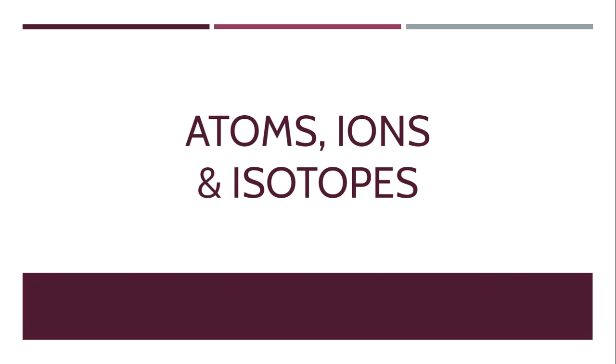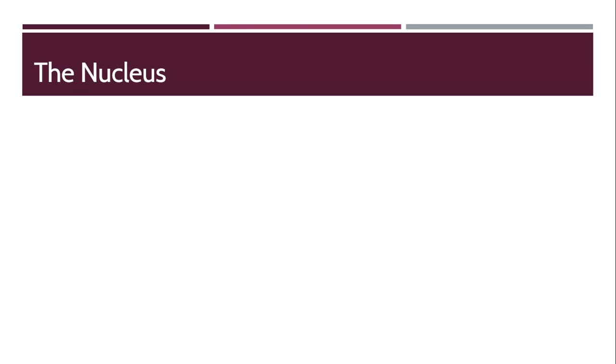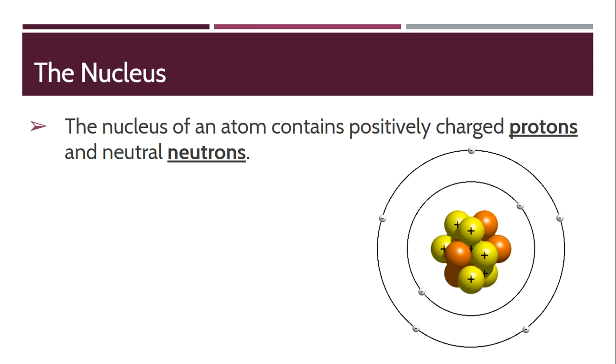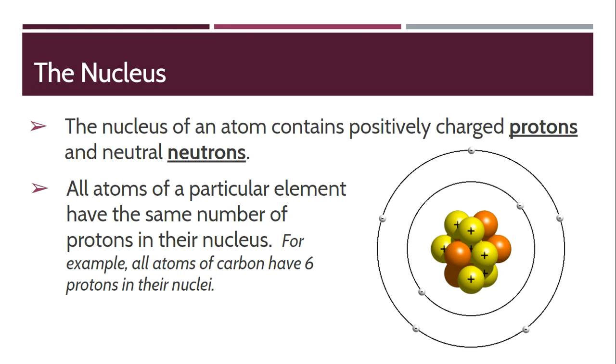In this lesson, we're going to talk about atoms, ions, and isotopes, and a notation that can be used to represent them. So within the nucleus of every atom, there are positively charged protons and neutral neutrons. All atoms of a particular element have the same number of protons in their nucleus. For example, all atoms of carbon have 6 protons in their nuclei.